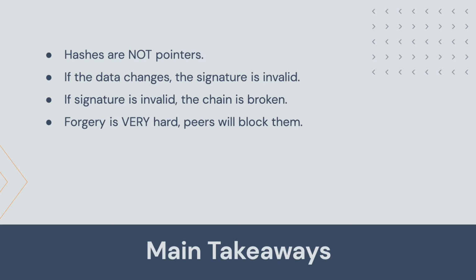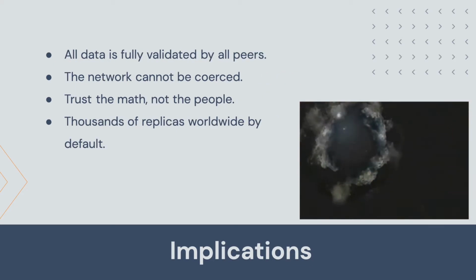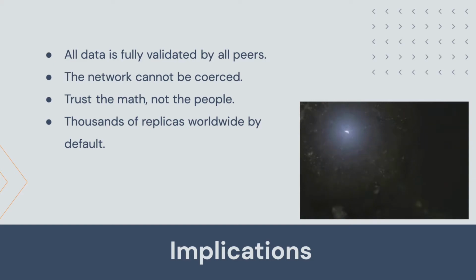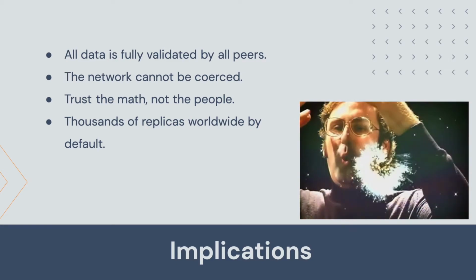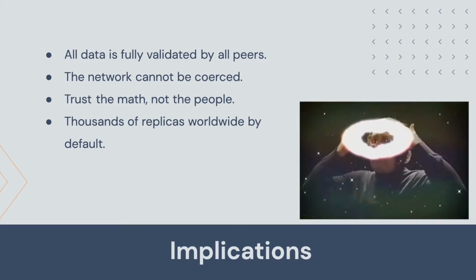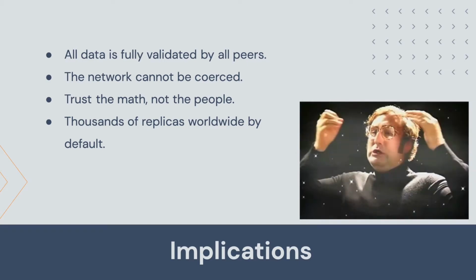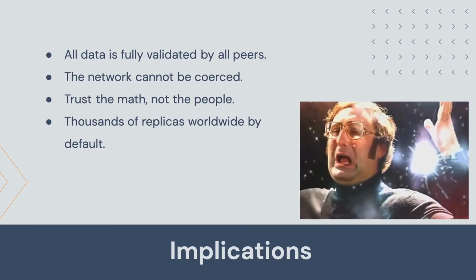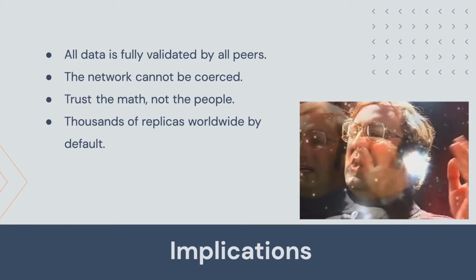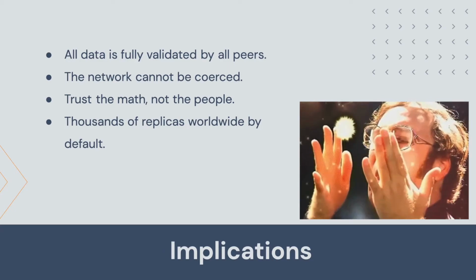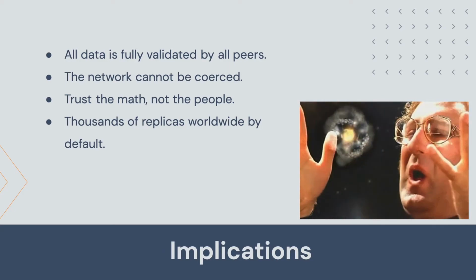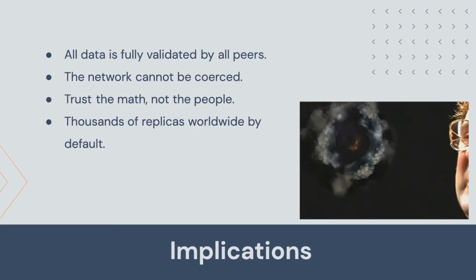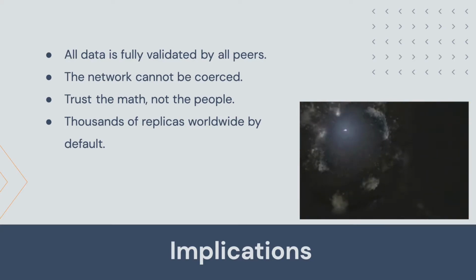Okay, good. Now here comes the part where I blow your collective minds. What are the implications of this data structure? Number one, all the data is fully validated by all peers. If the blockchain is valid, then all the data it contains is valid. You can trust that all the data stored is 100% validated by all peers. Because if a single byte is changed at any point in history, the entire hash will change, and the entire chain since that point will be marked as invalid. Each piece of data is as valid as the block where it resides.